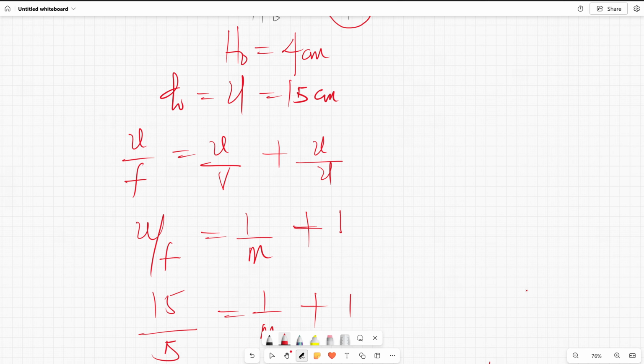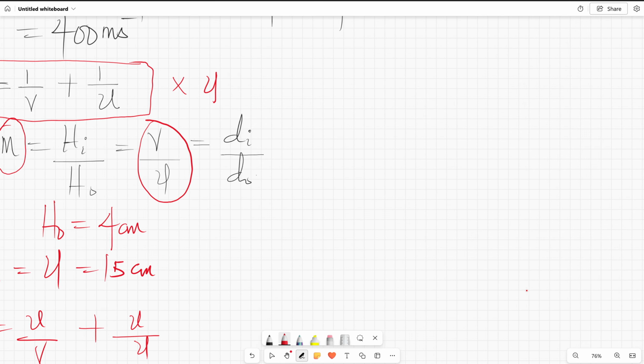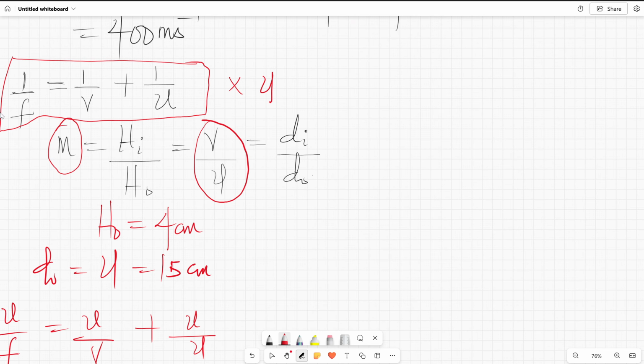So if m equals 0.5, let's see how we're going to solve for this here. So you can see there that height of image equals magnification multiplied with, yes, you're going to multiply this guy. Magnification multiplied with height of object.